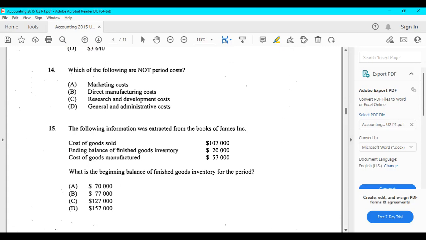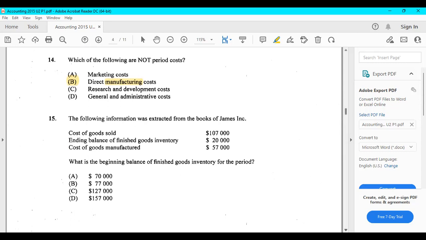So you will find selling and admin, those are period costs. Marketing costs, definitely period costs, and have nothing to do with factory. Direct manufacturing cost, for instance, manufacturing, it's a product cost. So right away we know that's our answer. We could go no further, but let's go further. Research and development costs have nothing to do with factory. General administrative costs, nothing to do with factory.